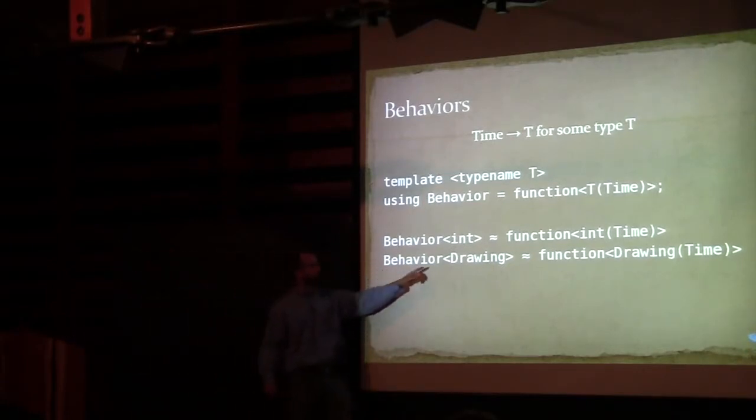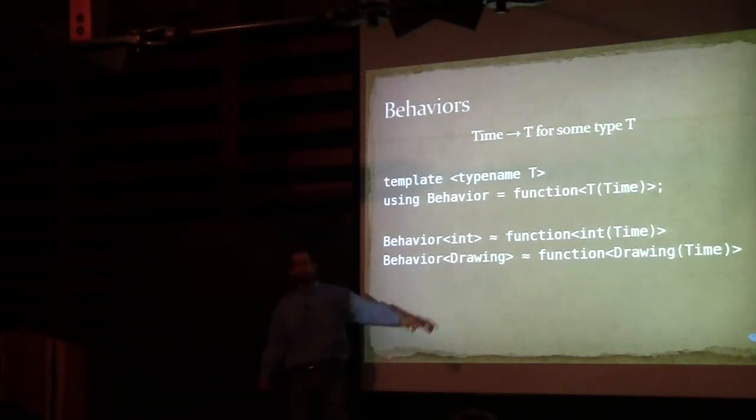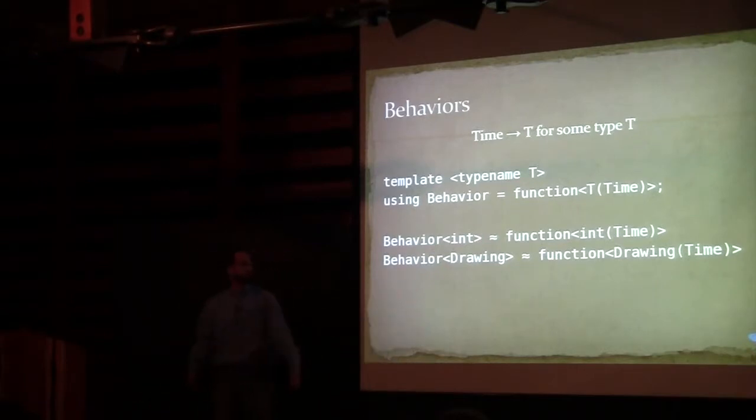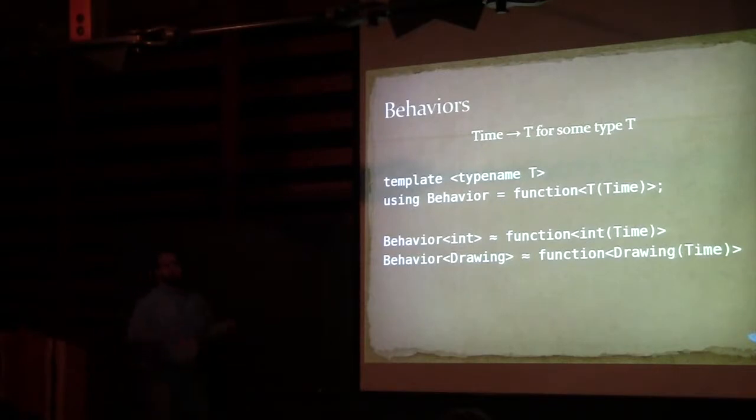So a behavior of int is pretty much like a function that takes in time and returns an int. A behavior of a drawing is pretty much like a function which takes in a time and returns a drawing. This is the basic idea of functional reactive programming. A function from time to t.